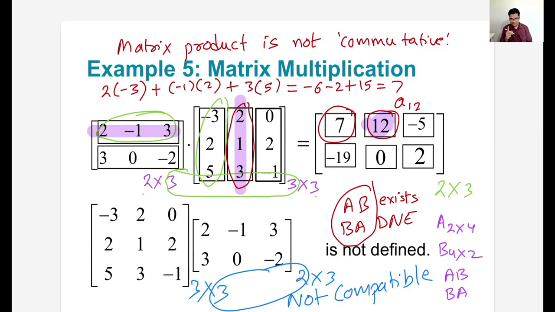And write your answer and check with me. And you did it correctly. AB is 2 by 2. BA is 4 by 4. So obviously they're not equal. Okay. So even when both products are defined, they may not have the same dimension.